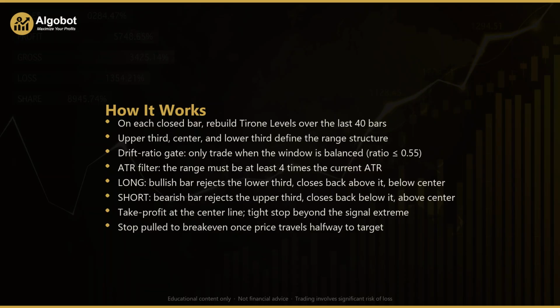The short setup is a mirror image. The bar must be bearish, its high must pierce into or through the upper third line, and its close must fall back below that line while staying above the center. The strategy then places a sell, targets the center line, and sets the stop just above the signal bar's high. Finally, every setup must clear a minimum reward to risk check, and once a trade travels halfway to its target, the stop is pulled to break even to protect the position.